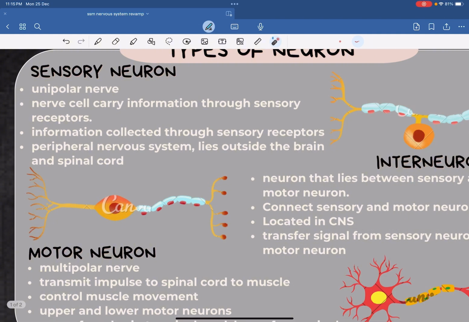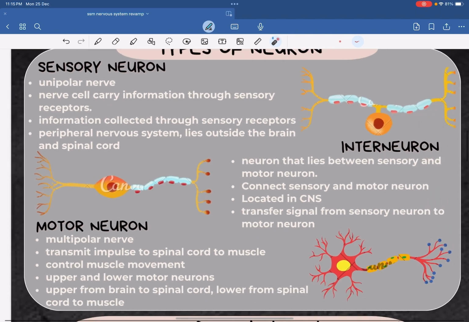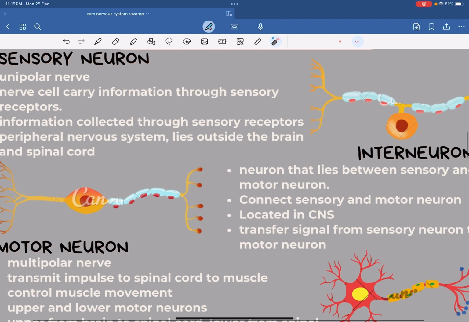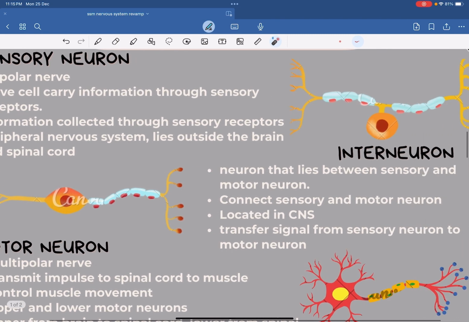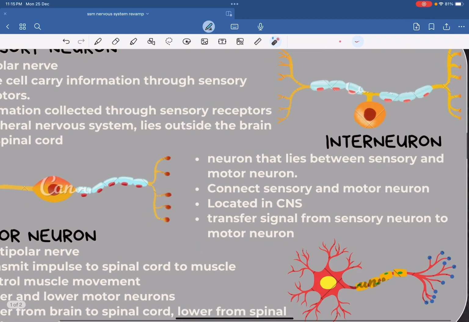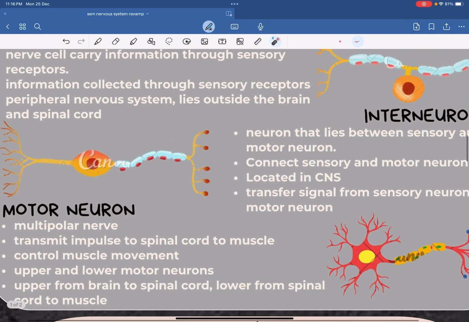The sensory neuron is a nerve cell that carries information through sensory receptors. The sensory neuron is in the peripheral nervous system, which lies outside the brain and also the spinal cord. So this is not inside the central nervous system. It is only in the peripheral nervous system.